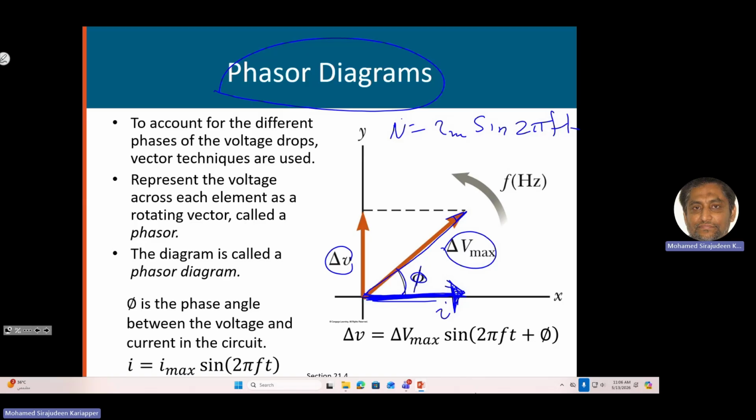So the projection of that onto the y-axis will give you the instantaneous value of that voltage. We call this diagram a phasor diagram. This rotating vector is called the phasor. So you should remember these words. We represent it by an arrow, the maximum length of that, and it just rotates. The projection of that on the y-axis will be the instantaneous value of those voltages. And the angle phi, the difference between the voltage and the current, is called the phase angle. So we need to know this terminology.